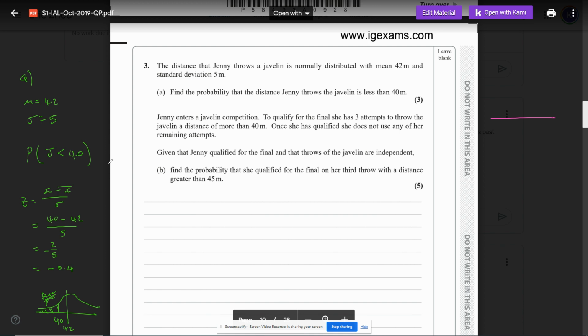So this is the original population normal. Now, if I draw the standardized form of this, the standard normal distribution will have a mean of 0. And we know that negative 0.4 would lie on the left-hand side over here. This is the z-axis, whereas this one here is the j-axis in this case. And this probability is the same as this probability over here.